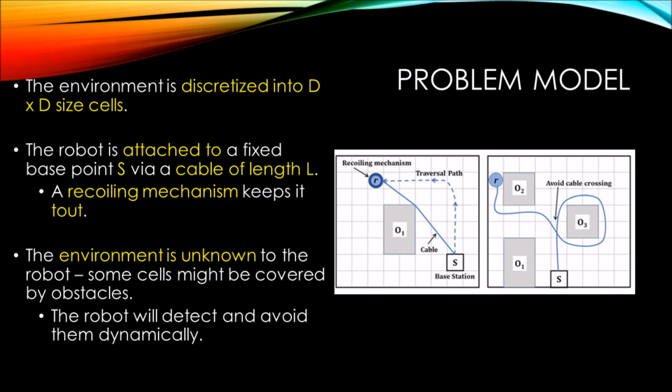Initially, the environment is unknown to the robot. Obstacles might occupy some of the cells. The robot will have to detect and avoid them on the fly while covering all the free cells such that the travel cost is minimized.